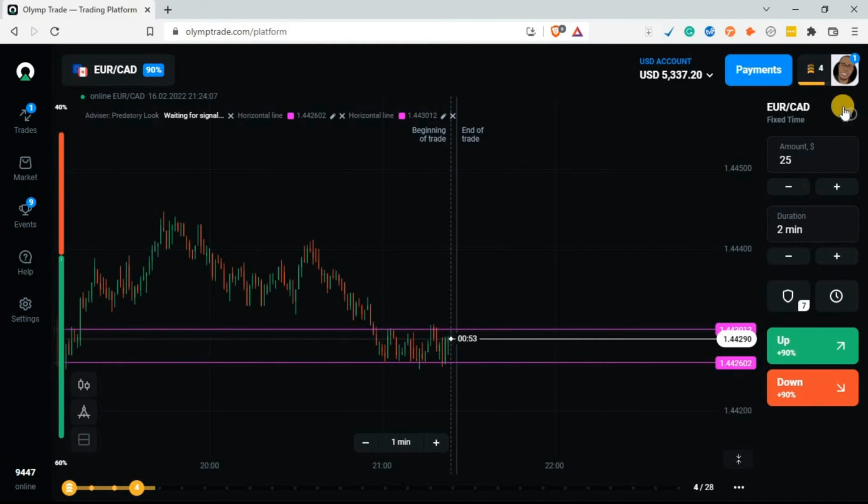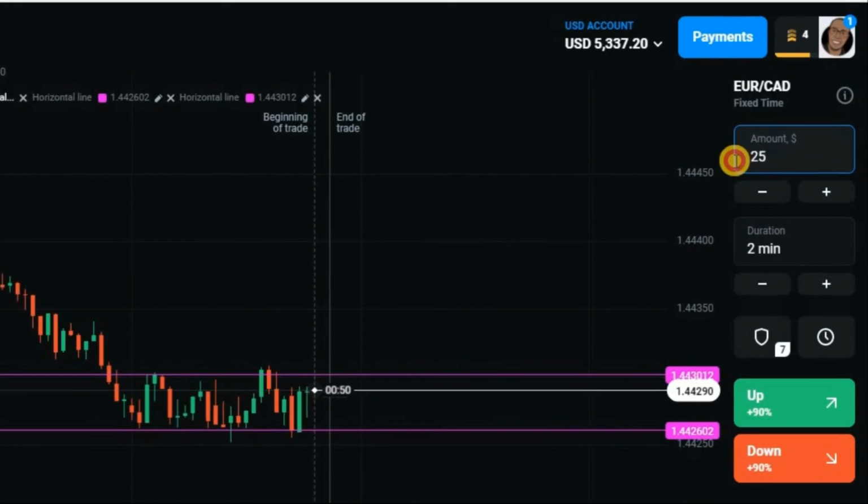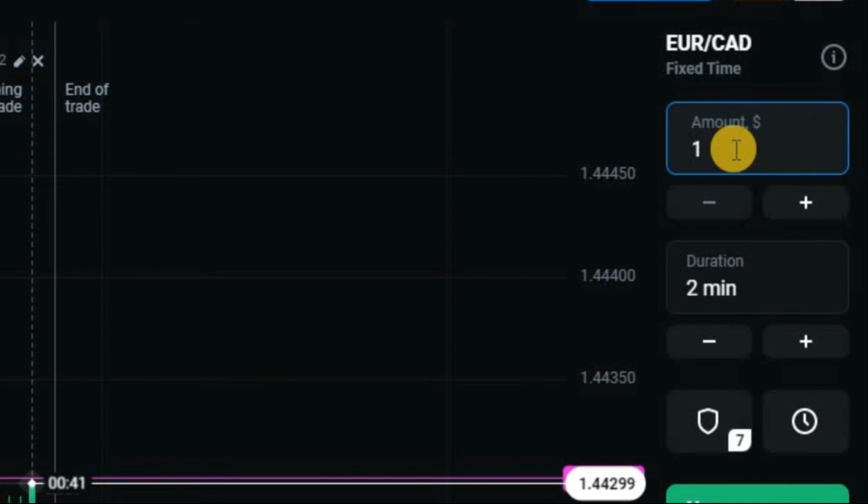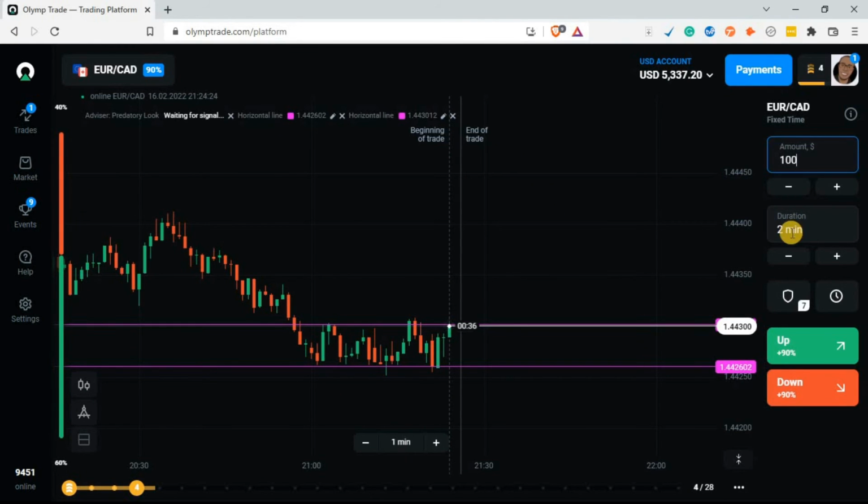Once you've analyzed, now you decide the amount. You can trade from as low as $1. For this, let's say I will be trading, for example, $100. Then the next thing when trading FTT is, of course, to choose the trade duration. This is how I do it.